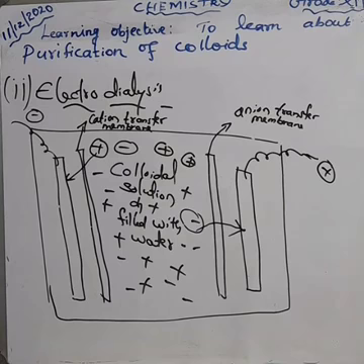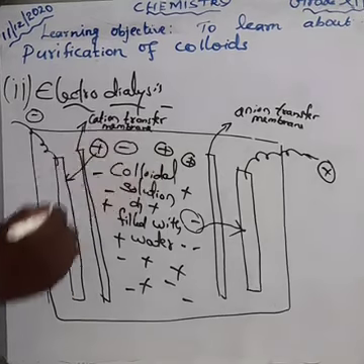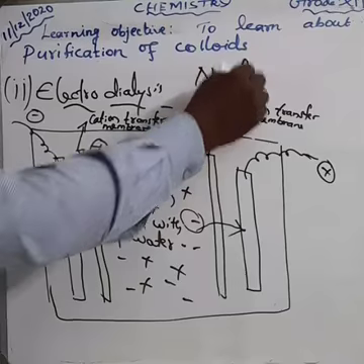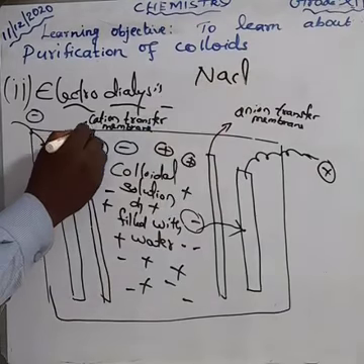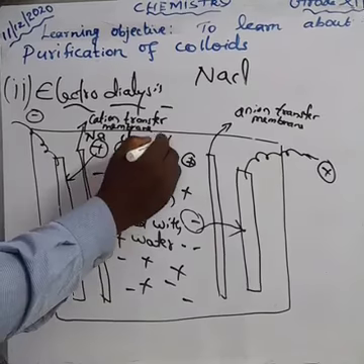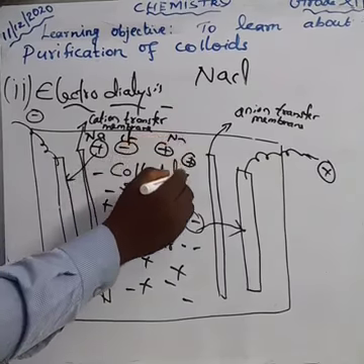Anyhow, here is an example. I am taking only sodium chloride. The formula of sodium chloride, all of you know, is NaCl, that is Na plus and Cl minus.